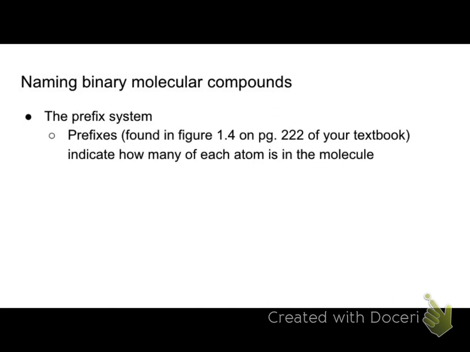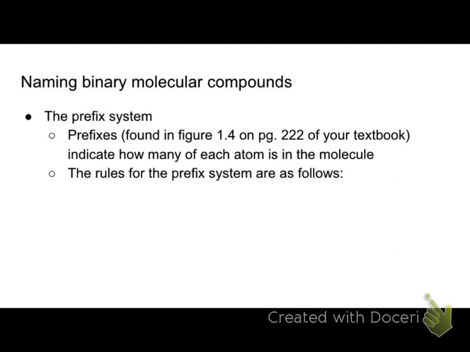The prefix system uses the prefixes which are found on page 222 of your textbook in figure 1.4. I would recommend flipping there because you're going to need them. They are pretty straightforward, okay? The prefix mono means one, di means two, tri means three, but then after that you may not be as familiar with things like tetra and penta and hexa and hepta. Octa might seem familiar for 8, right? So some of them will be familiar and some of them may not be as familiar. But those are the prefixes I'm talking about when I say use a prefix.